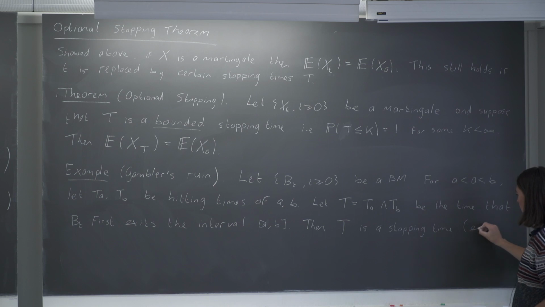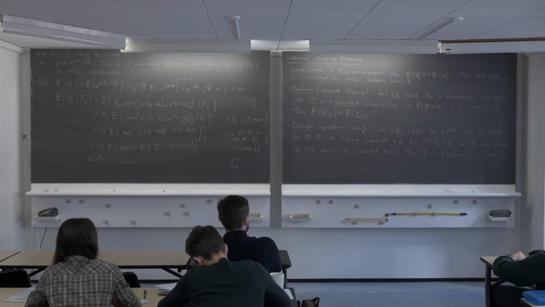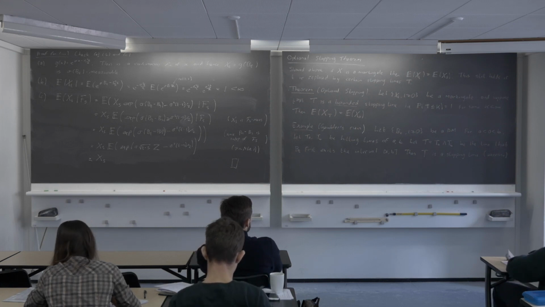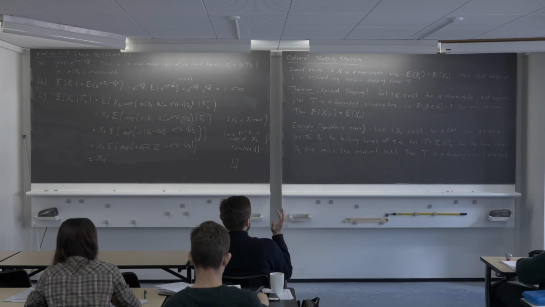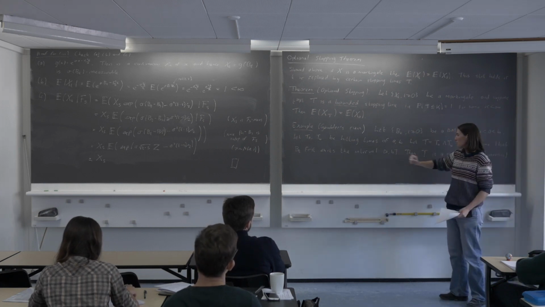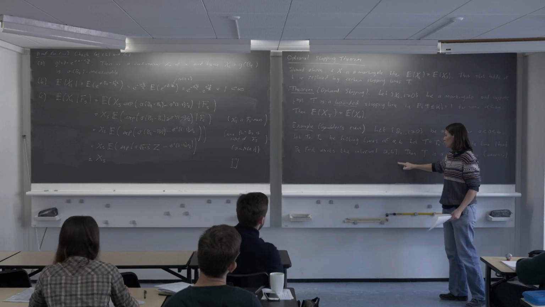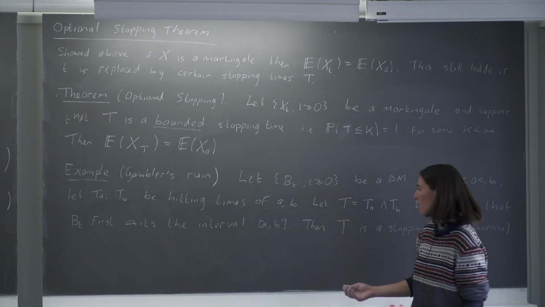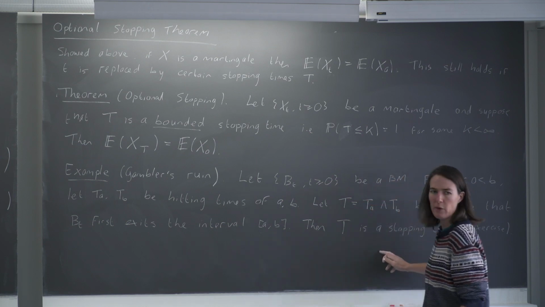So this is an exercise. Is it a bounded stopping time? So what do people think? Who thinks T is a bounded stopping time? Anyone? Who thinks it's an unbounded stopping time? Okay, so you're absolutely right. There's nothing stopping our Brownian motion just sitting between these A and B and never exiting it. Sure, the probability gets smaller and smaller as time goes on, but there's always a chance that we might not exit it.